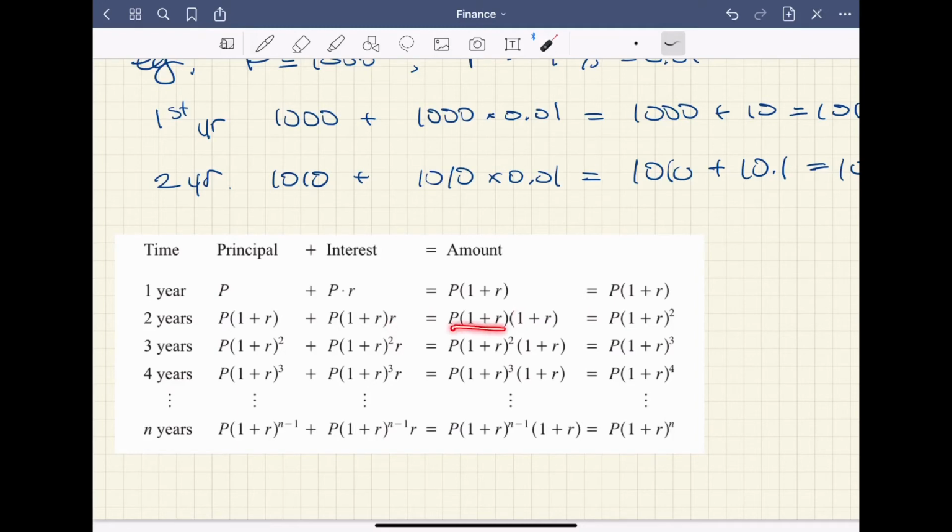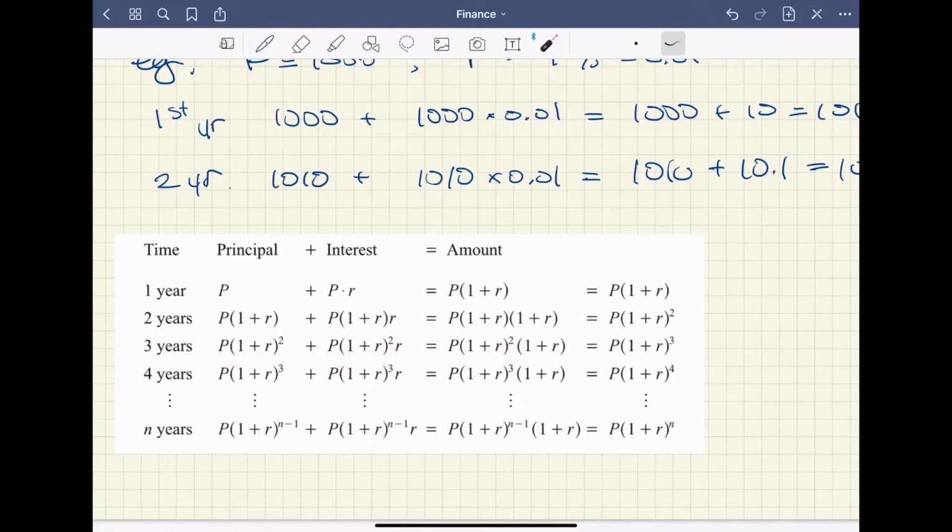So this is the common factor, and this is 1 from here and R from here. Now P times 1 plus R times 1 plus R is P times 1 plus R squared. So on the third year, the principal is the amount from the previous year. So that's P times 1 plus R squared. And the interest, again, principal times R. So this is the amount that we're going to receive.